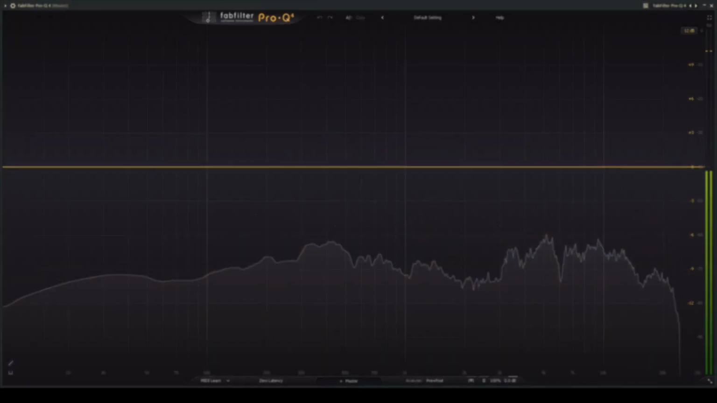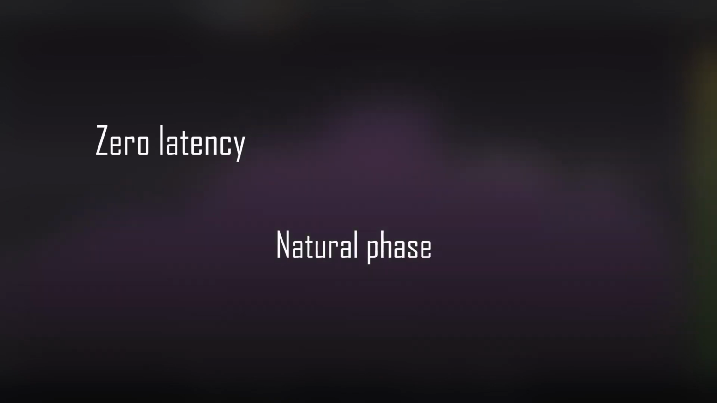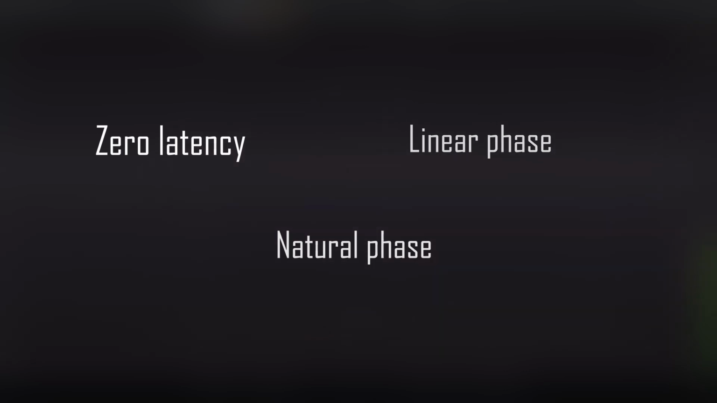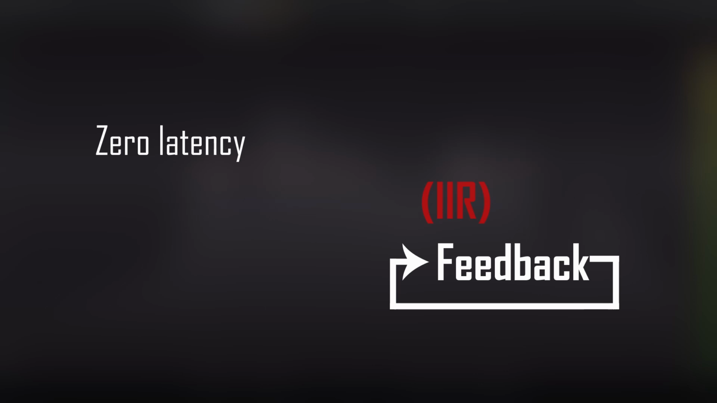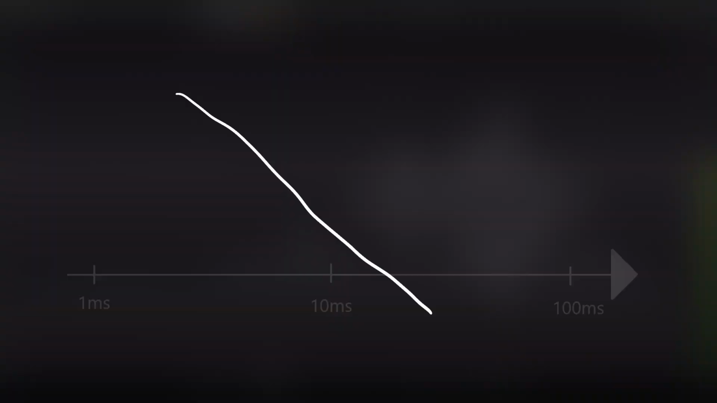In ProQ, the three main modes we have at our disposal are zero latency, natural phase, and linear phase modes. Zero latency filters are based on feedback or IIR filters. Their advantage is that no latency is added, and there is no pre-ringing. However, a drawback is that the phase of the signal can change drastically.